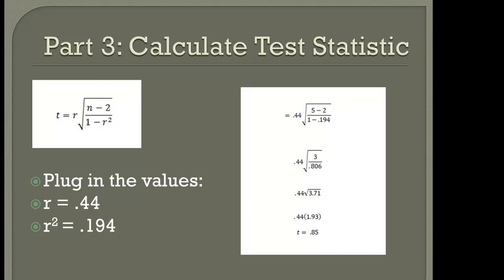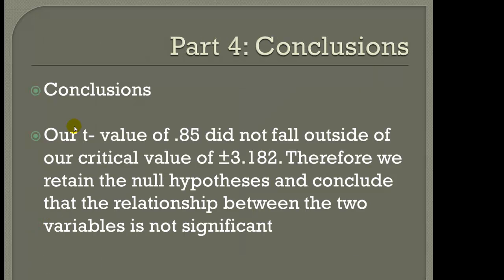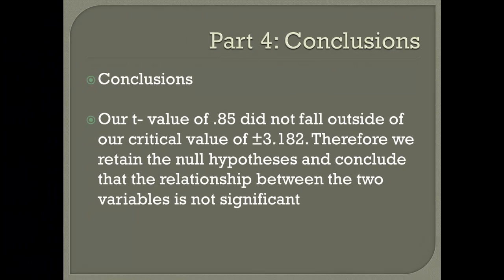So now we can say our t equals 0.85, and we can draw our conclusions. Our t value of 0.85 did not fall outside of our critical value of plus or minus 3.182. Therefore, we are going to retain our null hypothesis and conclude that the relationship between the two variables is not significant. So even though the correlation coefficient shows that there is this weak relationship, it's not statistically significant, meaning it's not something that we would expect to occur outside of chance.